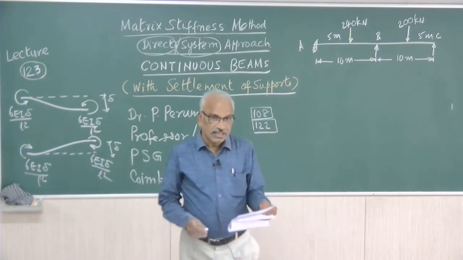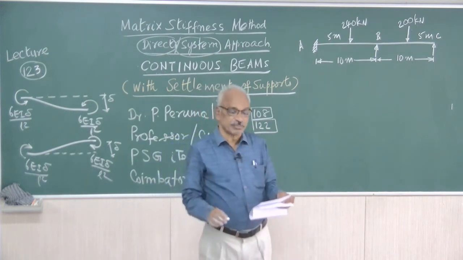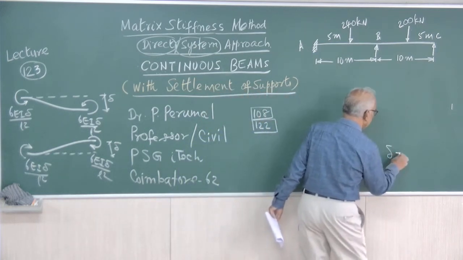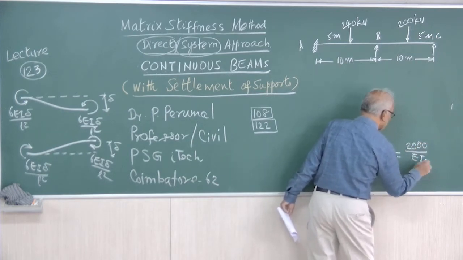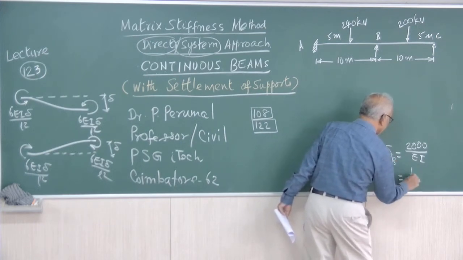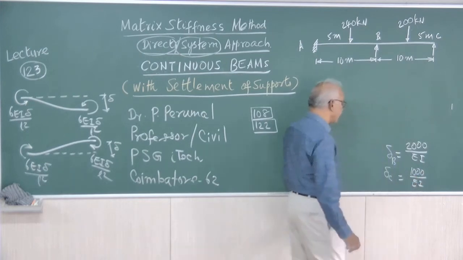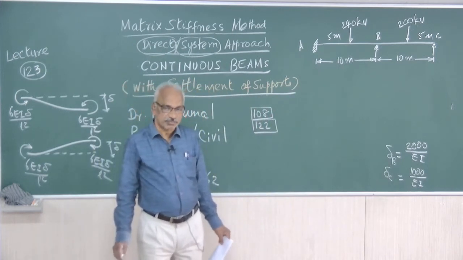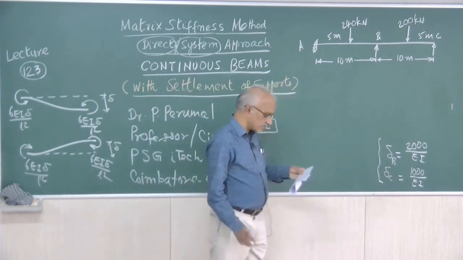Now the value that is not available in the figure is that support B settles by 2000 by EI units. So this is delta B, and support C settles by 1000 by EI. These are the settlement values for supports B and C, to be considered as support settlements.